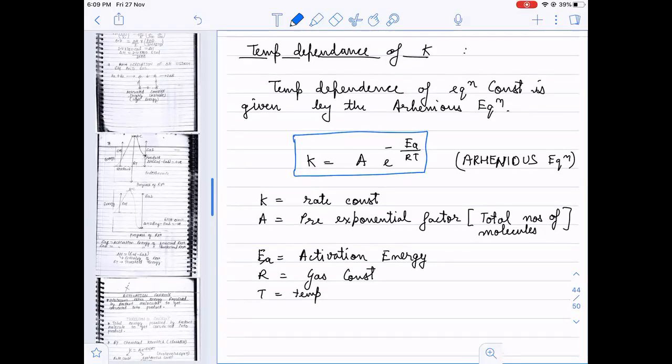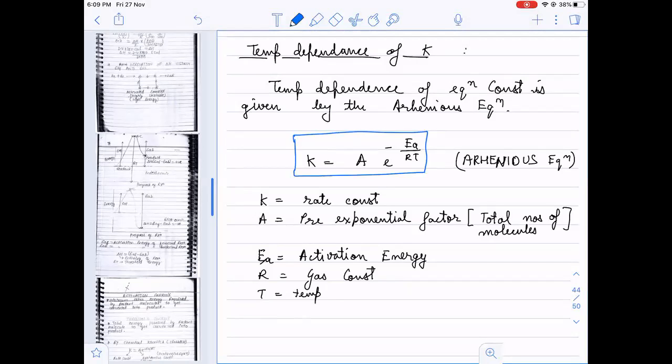The relation goes by this: K is equal to A into e to the power minus EA by RT. Now what are the different variables involved? I have mentioned them as well. K is rate constant, A is pre-exponential factor, which tells you total number of molecules colliding in a particular reaction. So A gives a very fair idea of total number of molecules colliding in a particular reaction.